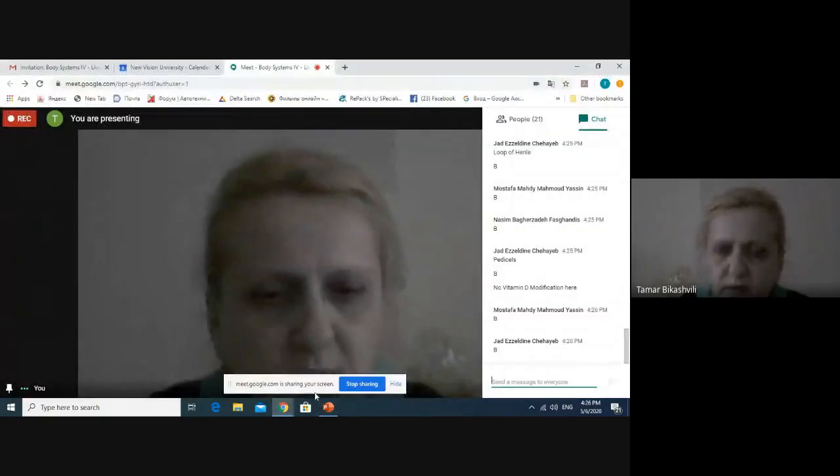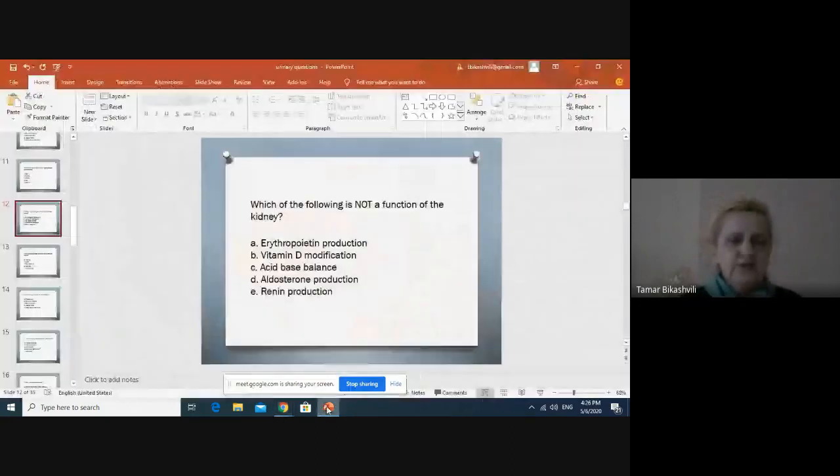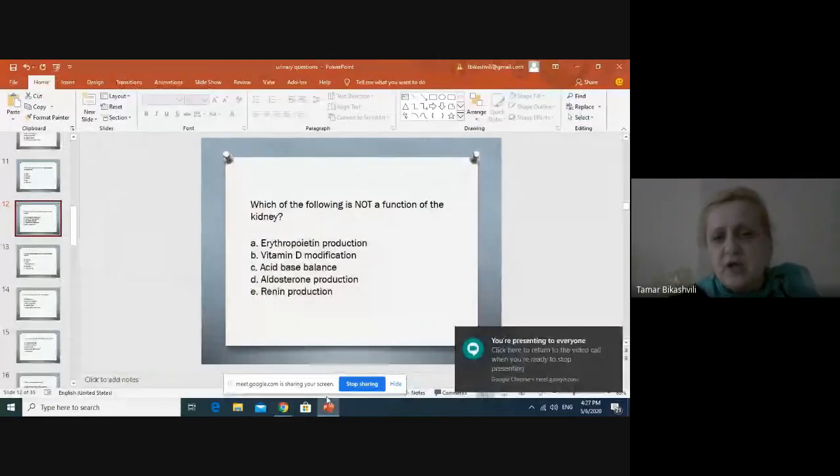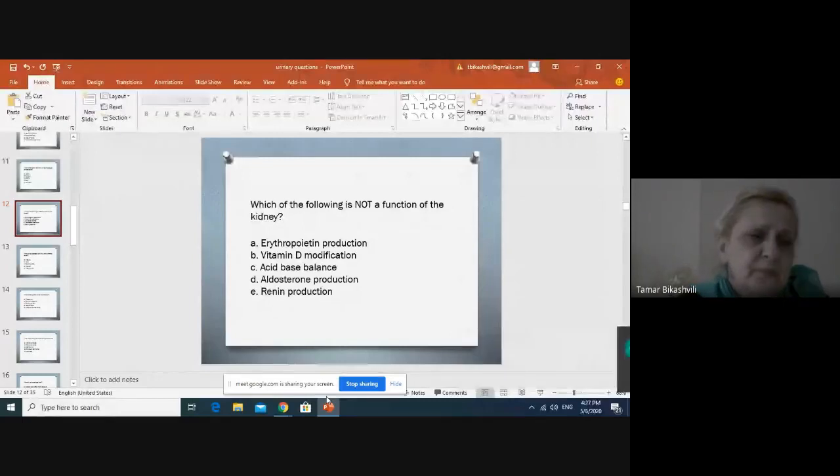B. B is not the correct answer. D. Of course, D is correct. Aldosterone production is not a function of the kidney. It's the function of the adrenal gland.